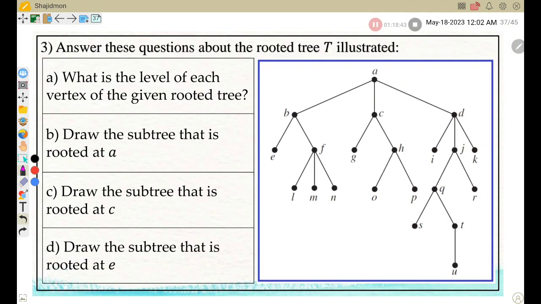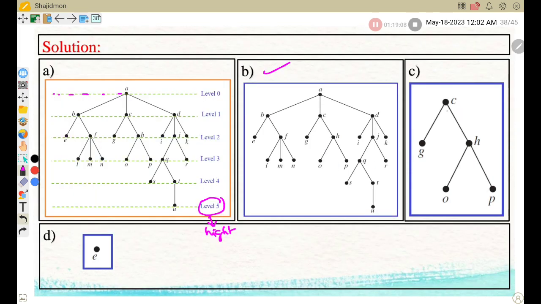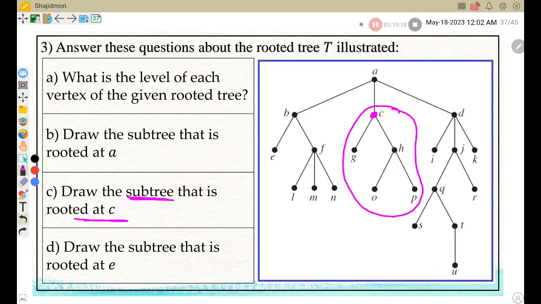Now we will go to the C part. Draw the subtree that is rooted at C. So where is C? You can check it, C is here. Correct? So only take that branch, the branch coming from the root C. That is the subtree rooted at C. So C will be there, G, H, O and P will be there, and all the connected edges. So this is the subtree rooted at C.